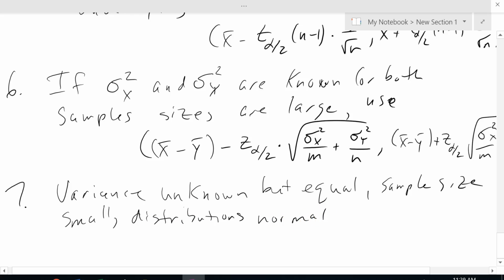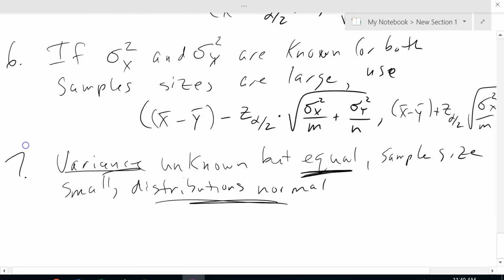I know I haven't been emphasizing it, but in all of these things where we've got either random samples or differences in population means or ratios of variances, which we'll talk about in a minute, you're assuming these things are independent. If they're not independent, you have to do something separate. We'll talk about that more later in the semester. But right now, we're assuming things are independent of each other. So variance is unknown, but we assume they're equal, and we have small sample sizes, as long as the distributions are normal. So notice the assumptions that we're making: variances are equal, distributions are normal.